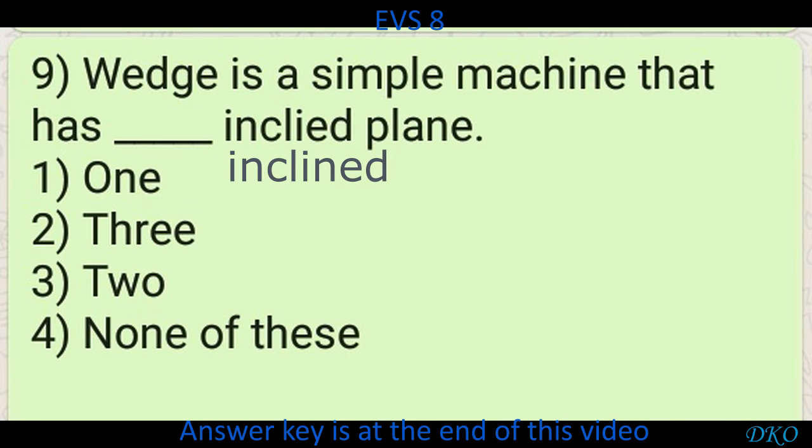Question number 9. Wedge is a simple machine that has dash dash inclined plane. Option number 1 is 1. Option number 2 is 3. Option number 3 is 2. And option number 4 is none of these.